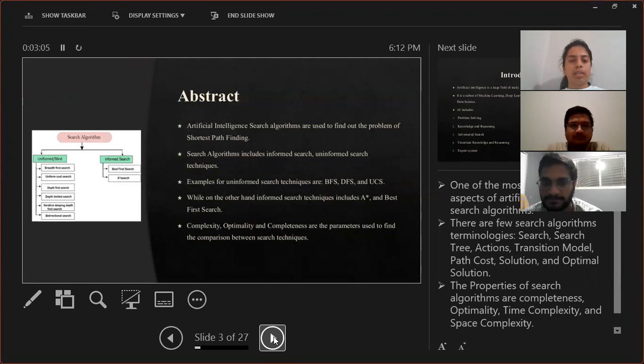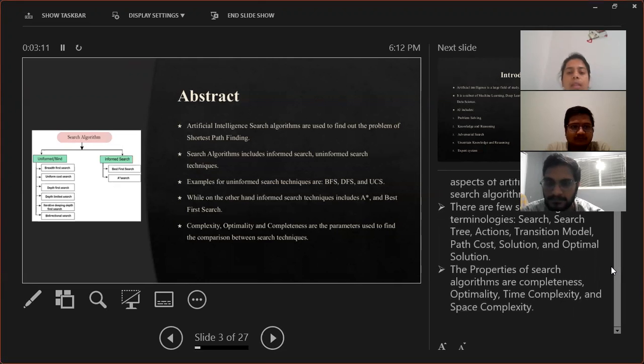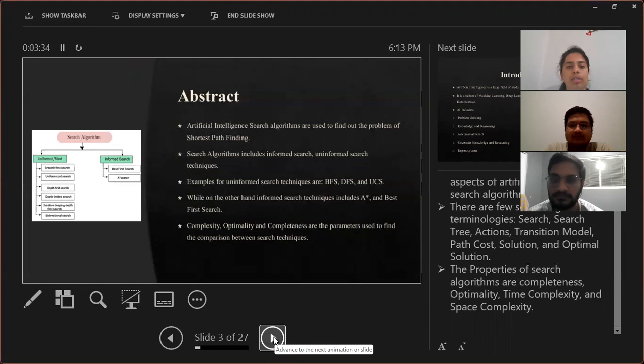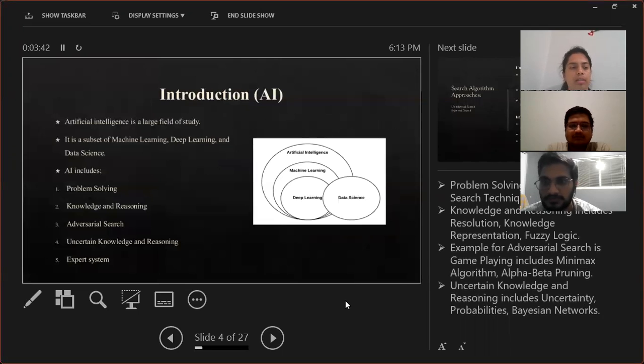Coming to the informed search, there are two types: best first search and A-star search. There are a few parameters to compare all these search algorithms: complexity, optimality, and completeness. There are also a few search algorithm terminologies such as search tree, actions, transition model, path cost, solution, and optimal solution. The properties of search algorithms are completeness, optimality, time complexity and space complexity, and these are used to compare all the search algorithms.